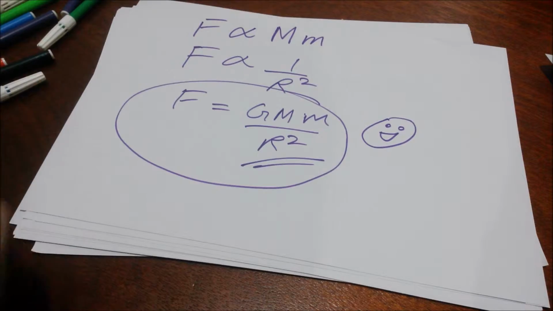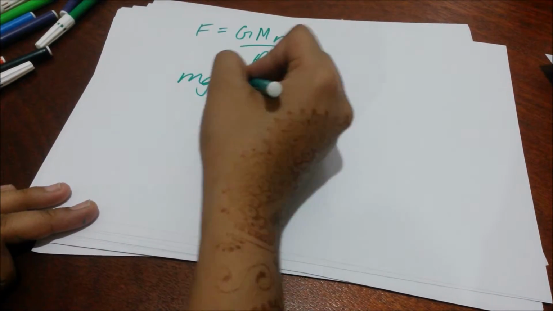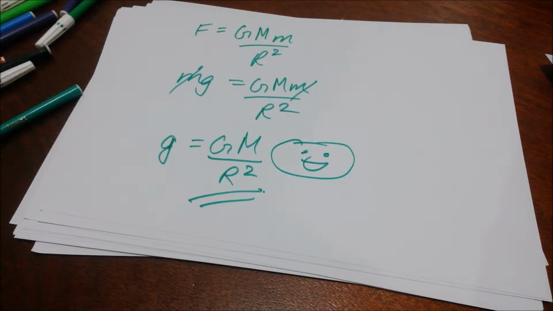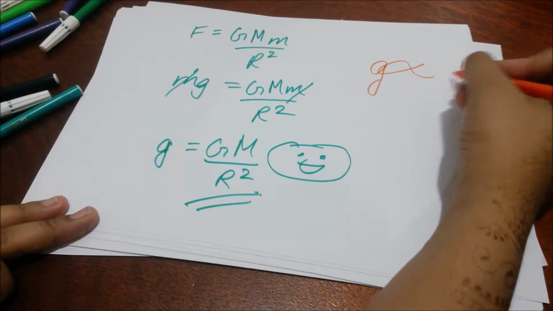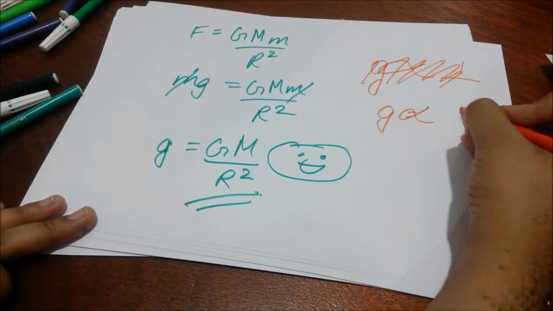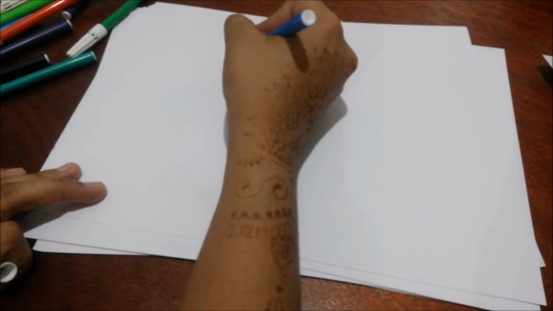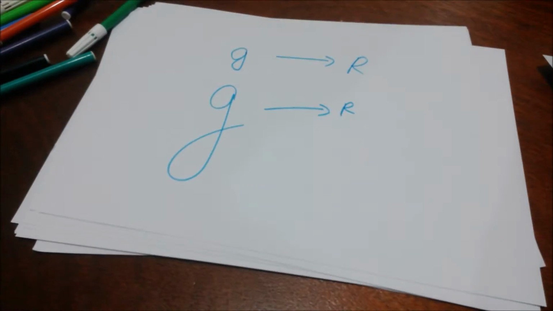Let's go back to what Newton said. F is equal to GMm by r squared. Now with a little manipulation, you get another formula. g is equal to GM by r squared. So as you can see, the acceleration due to gravity is inversely proportional to the square of the radius. So if g increases, r decreases.